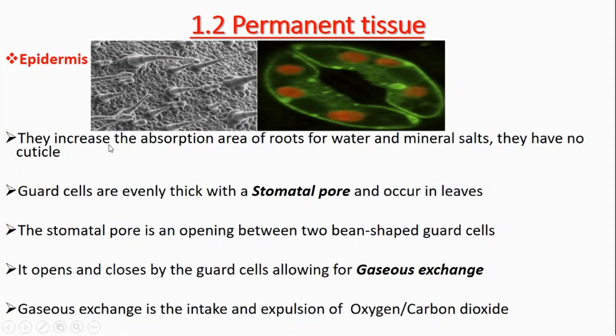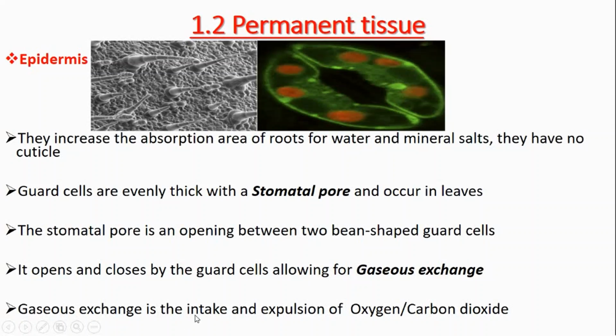The root hairs increase the absorption area of roots for water and mineral salts. They have no cuticle, so they are not waterproof, so they can easily absorb water into the roots. They can also absorb the mineral salts. The guard cells are unevenly thick with stomatal pores and they occur in the leaves. The stomatal pores are the openings between two bean-shaped guard cells. These are our two bean-shaped guard cells, and here we have our opening, which is called the stomatal pore. It opens and closes by the guard cells, allowing for gaseous exchange.